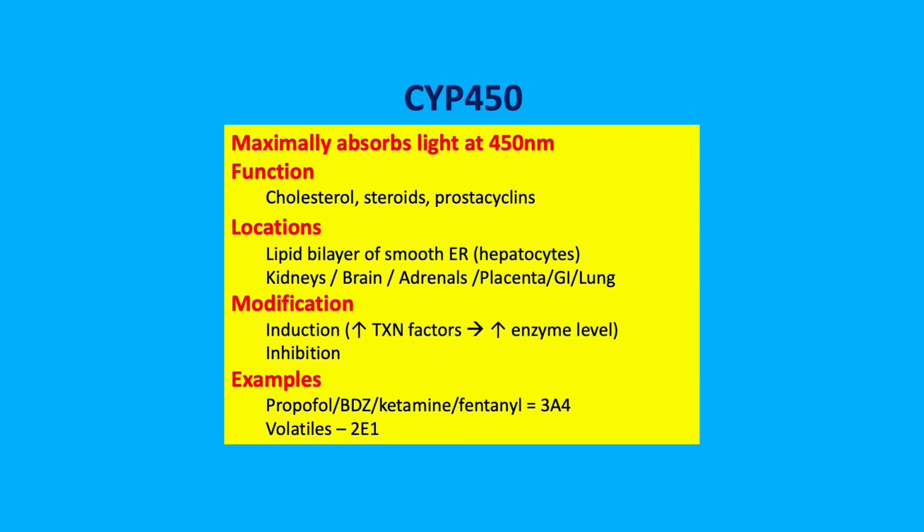Modification, so we can increase the concentration of these enzymes by giving certain drugs, for example carbamazepine, and we can decrease them by giving additional drugs, for example isoniazid. Within anaesthetics, important enzymes for propofol, benzos, ketamine and fentanyl is 3A4, and volatiles is 2E1.